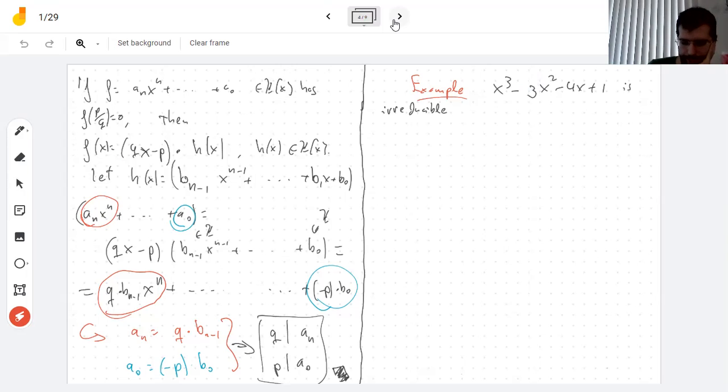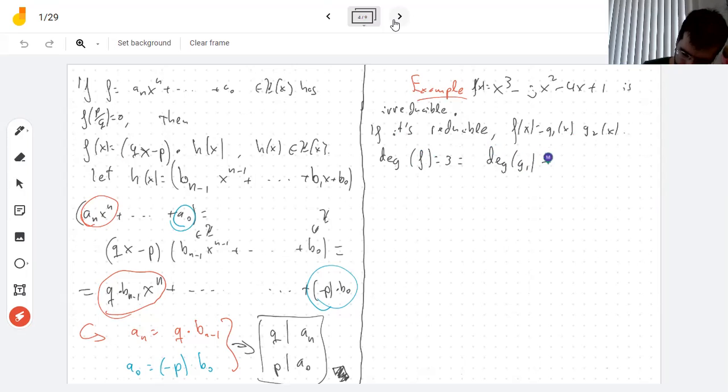So here's an example of how we can use this. I want to show that this polynomial is irreducible. So I want to say, suppose it reduces, and see that it can't. Let's call this f. First of all, it's degree 3. If it decomposes into a product of two things, the degrees sum to 3. And they're positive, so I have two positive integers adding up to 3. One must be 1 and the other must be 2.